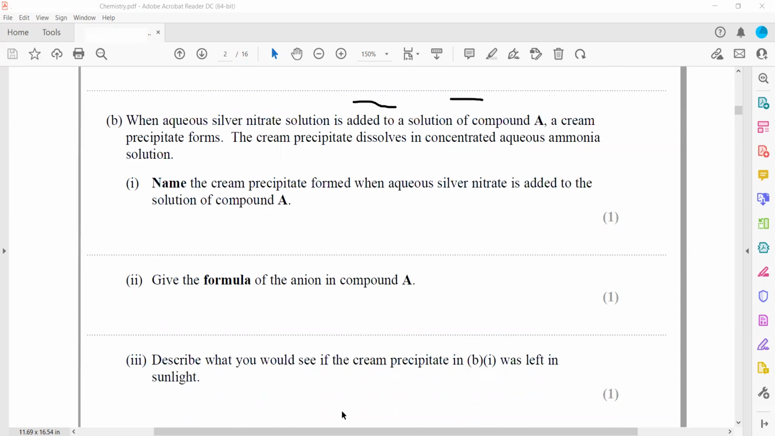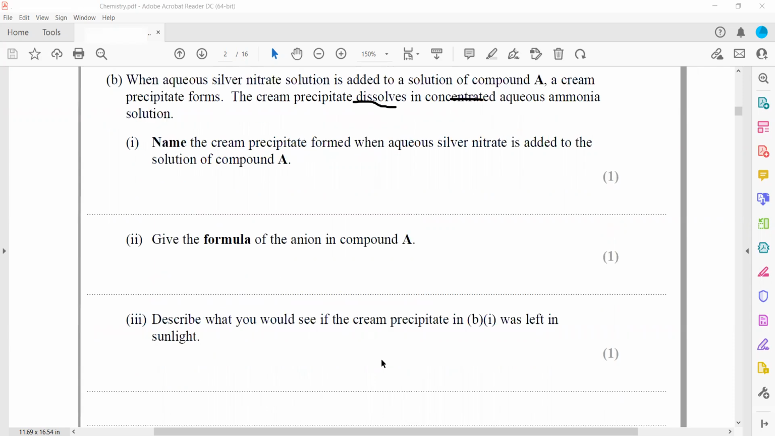The next part: aqueous silver nitrate is added to a solution. It gives a cream precipitate, and the cream precipitate dissolves in concentrated aqueous ammonia. So what gives an idea when you add silver nitrate and get a cream precipitate? It means this contains a bromide ion. These precipitates are soluble in concentrated aqueous ammonia and insoluble in dilute.